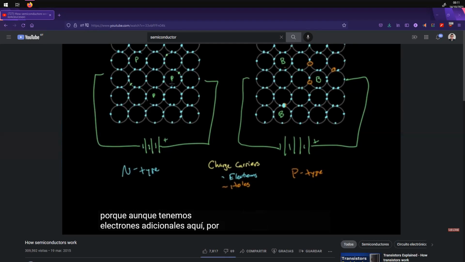Because even though we have extra electrons over here, for example, the phosphorus atoms have an extra proton as well. Same here with the boron, each boron atom has one fewer proton. So the N-type and the P-type materials just conduct electrical current through these different charge carriers.